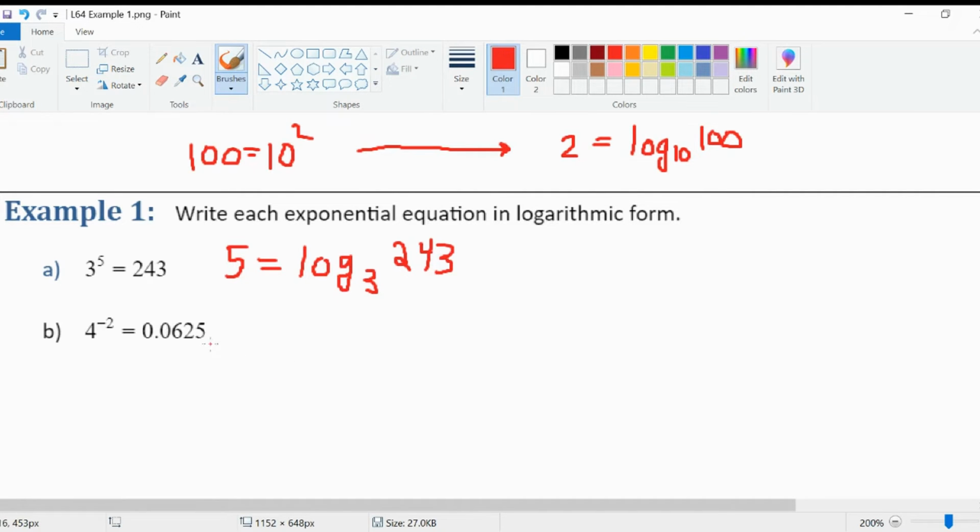Secondly, we've got 4 to the negative 2 power equals 625 10,000ths, or 0.0625. So we'll have our exponent, negative 2, equals our log. Base of this exponent was 4. Answer to the exponent problem is 0.0625. And there it is in log form. So our logs, again, are always going to equal whatever that exponent is.